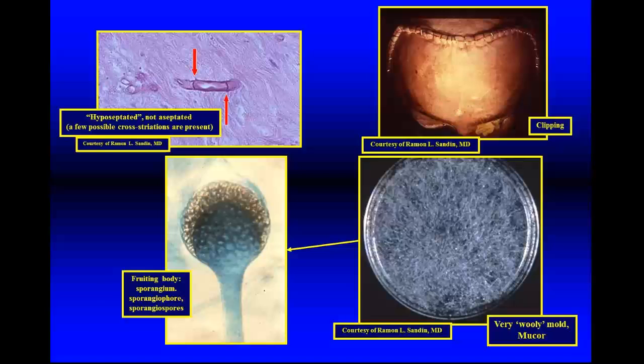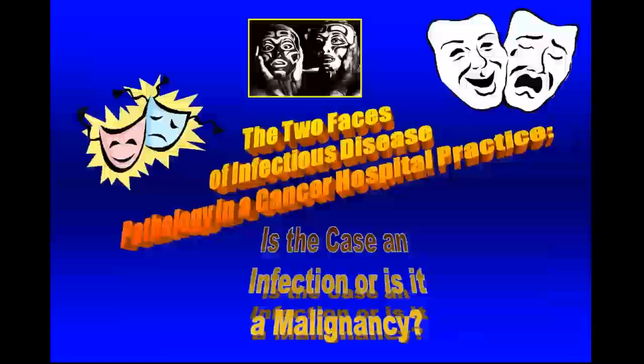The nomenclature for the Mucorales is this. It's called a sporangium, with sporangiospores held by a sporangiophore. Aspergillus would be a conidiophore with conidia or conidiospores. Go figure. I'll conclude with the last 2 minutes of my presentation.